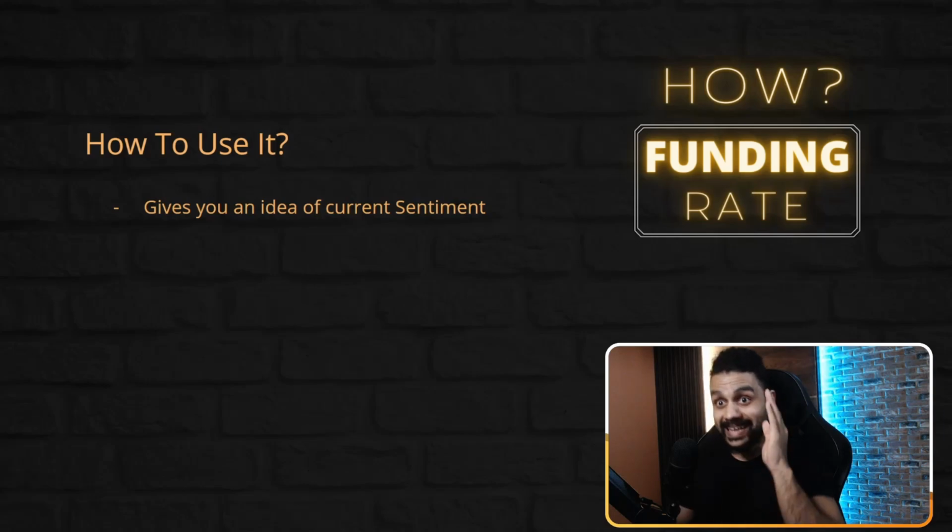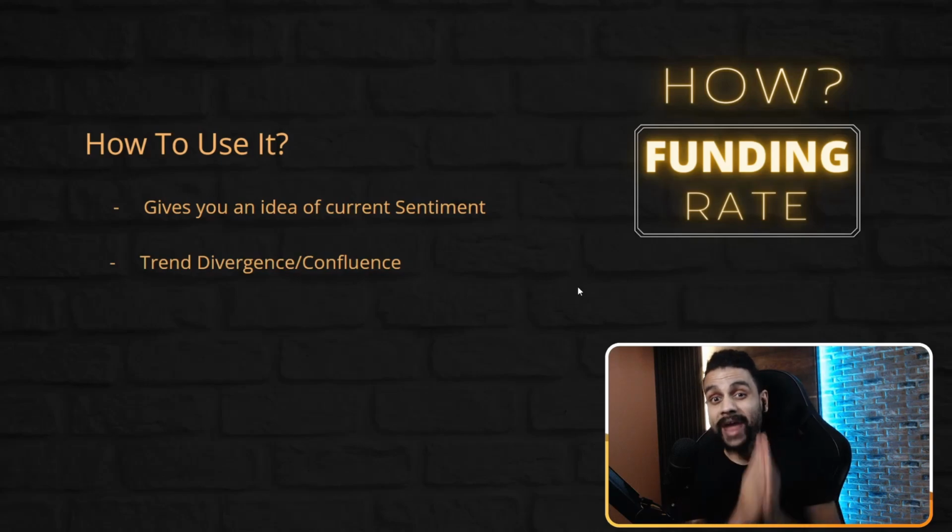Now, the next method I'm going to be showing you guys can be very powerful on its own to add significant more edge to your current strategy. And this is something that I've used often, especially more recently in the current market conditions. And this is essentially trend divergence or confluence along with the funding rate. And what do I mean by this?